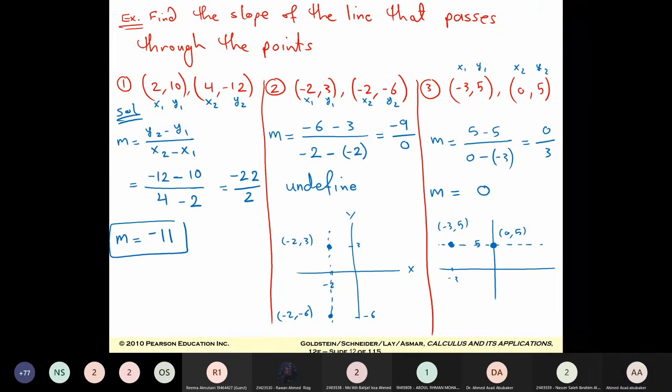Now we can find the equation of the line if we have the point and the slope. If we have the point on the line and the slope of the line. Okay.